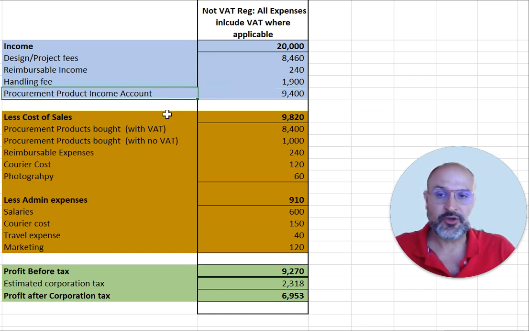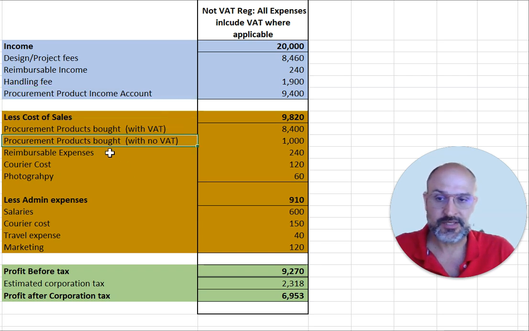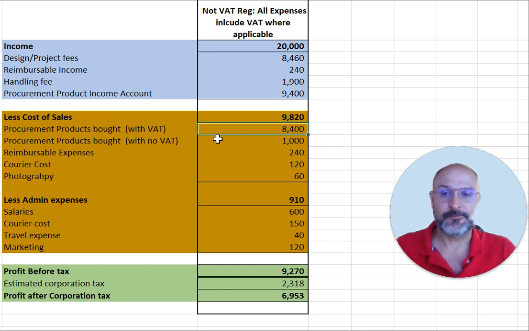And then this one is procurement product income account. If we scroll down and have a look at the cost of sales, you'll see I've got two accounts there for procurement products bought. This normally will be one account, but I just wanted to split it out to show how we will treat procurement products that we bought that don't have VAT on compared to ones that have VAT on, but that will be grouped into one account.